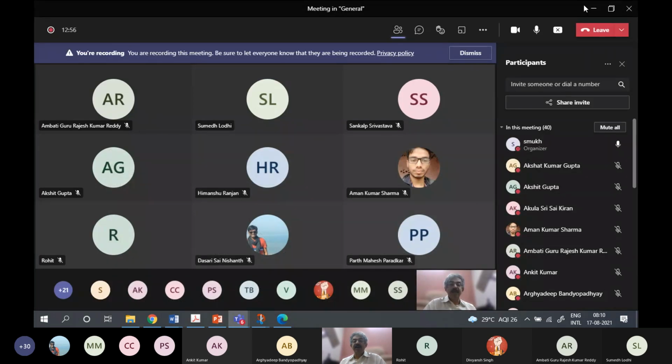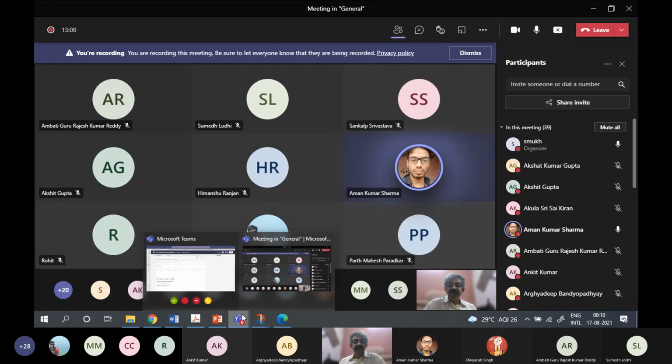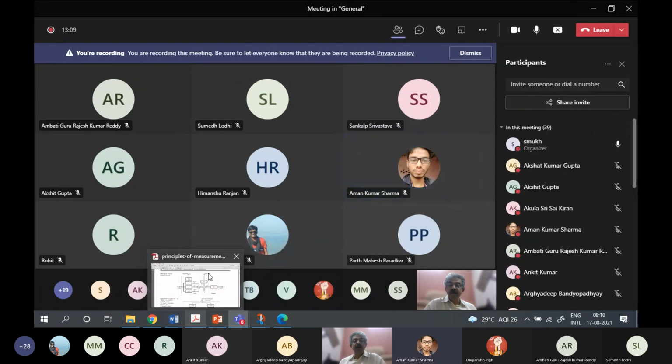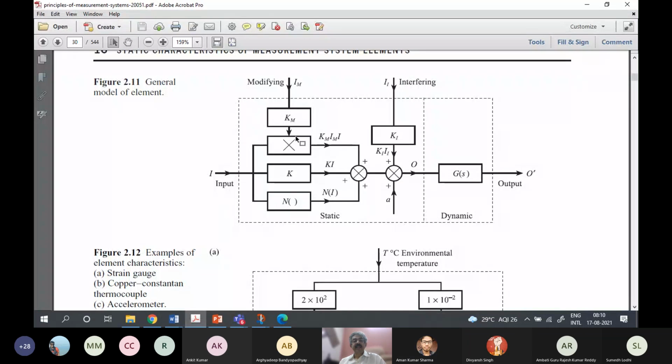Aman Kumar Sharma. Sir, it modifies the input in like proportional manner, right? Yeah, you can make out if you see the diagram. See the effect. It is the error it is producing, which is this added term, Km Im into I. So it is dependent on the desired input. Therefore, it is actually changing the gain.